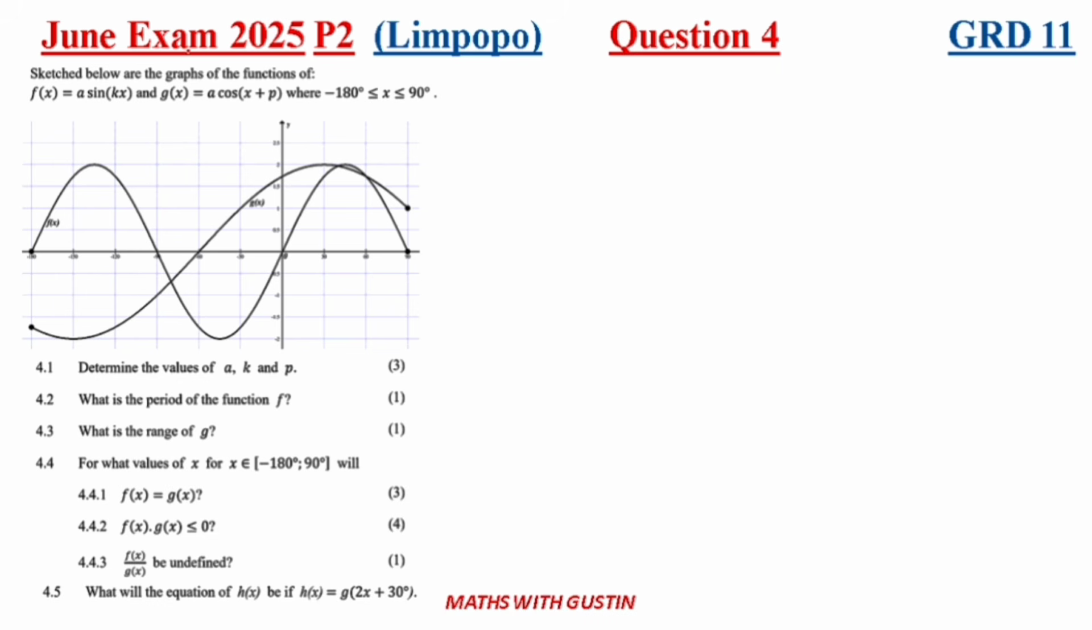So now let's continue. It says here, the sketch below are the graphs of f of x and g of x given as follows. And then they said these graphs are drawn between negative 180 and then 90. So this is the period. So therefore here it's 90 and then here it's 180. I hope you guys can see. I tried my best to zoom the sketch, but I think it's visible, right? It looks clear to me, but I will speak on the numbers as we move along.